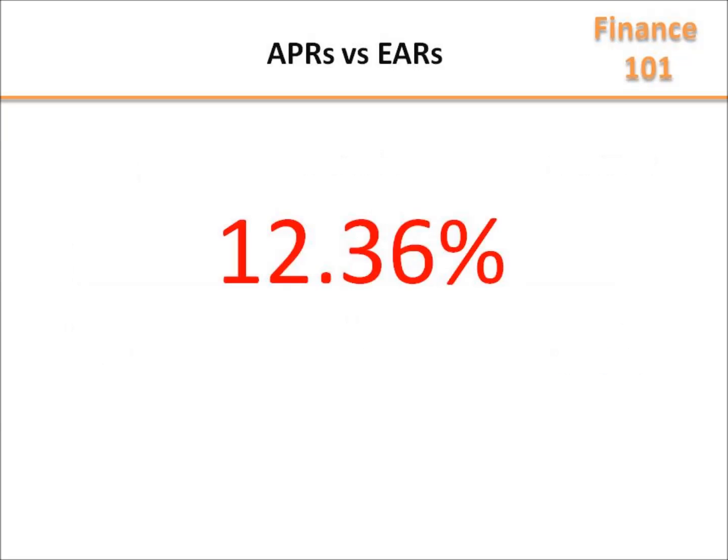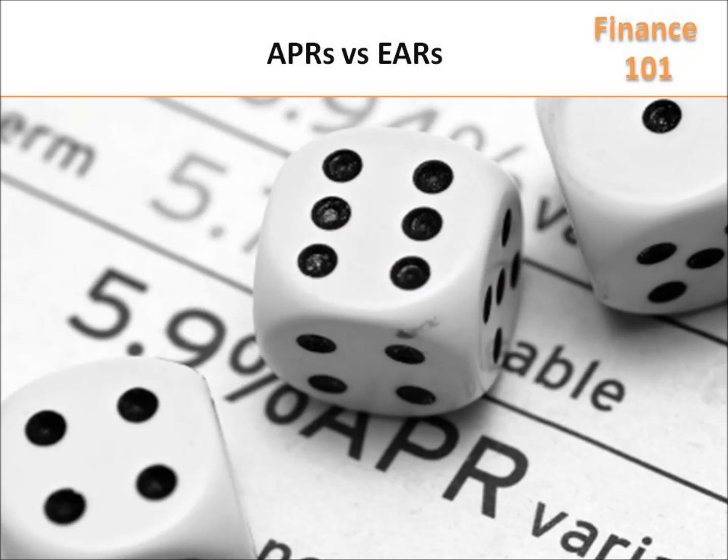Now, 12.36% is the EAR, and what we actually pay in interest. This number is greater than the 12%, the APR. We pay this 0.36% premium because of the compounding effect.